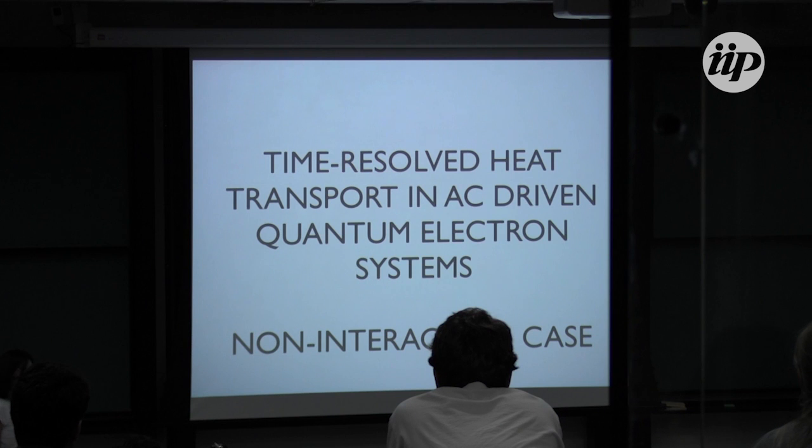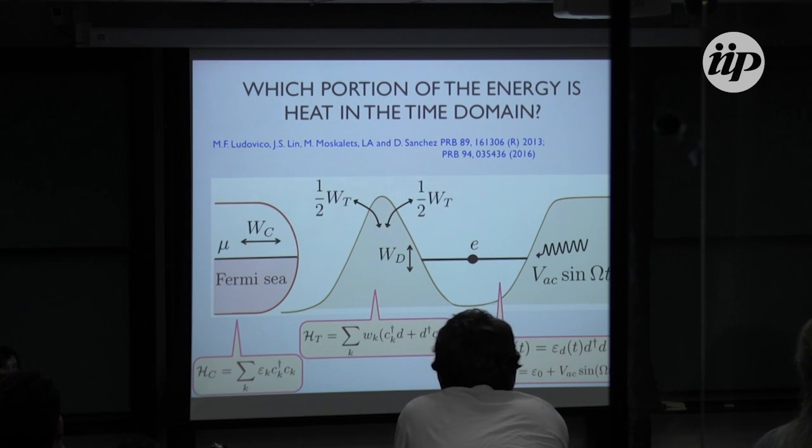So in this case, I'm going to focus on time-resolved, and as you will see, there are some subtle things when you look at time-resolved quantities. In this case, we consider a single quantum dot connected to a single reservoir. Very simple system: a single quantum dot, single level, and we are just including the effect of an AC driving, again with the frequency omega.